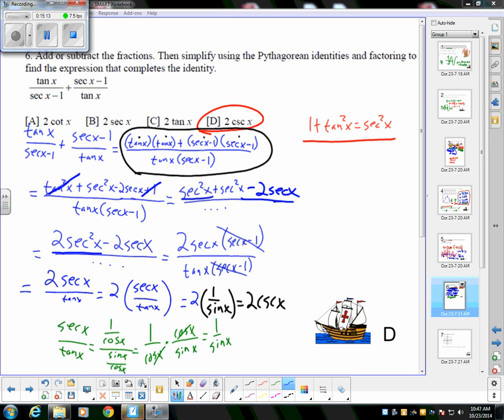Now, I factored out a 2 secant of x. And then that allowed me to erase the secant of x minus 1. And so I'm left with 2 secant of x over tangent of x. And then your task there is to convert secant of x and tangent of x into something else. And in green below, I showed you that secant of x over tangent of x can turn into 1 over sine of x, which is the same thing as cosecant of x. So that's why the final answer is 2 times cosecant of x.